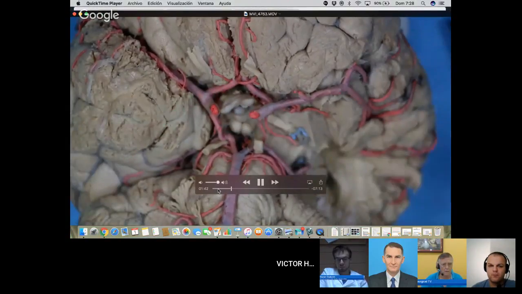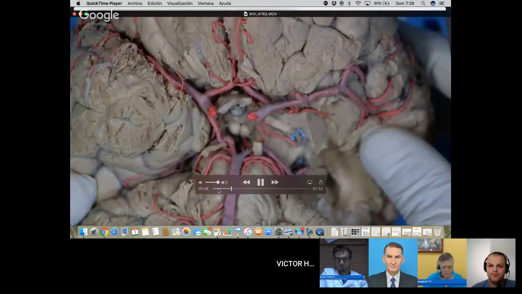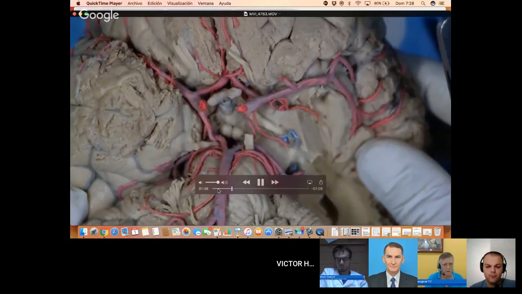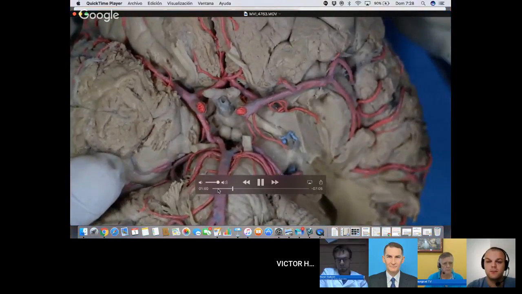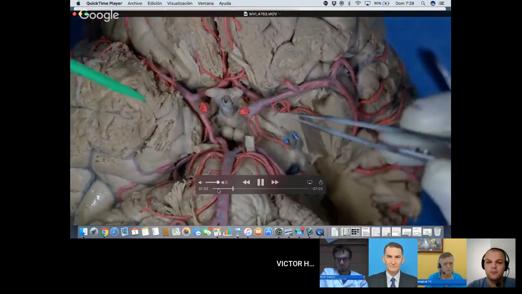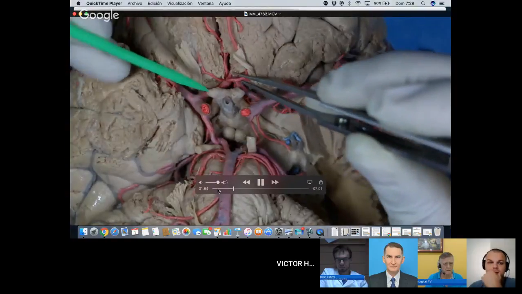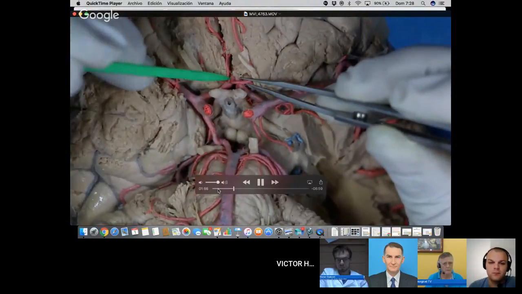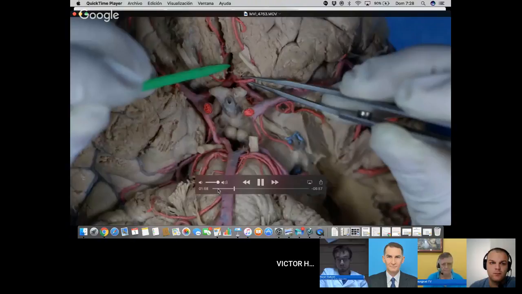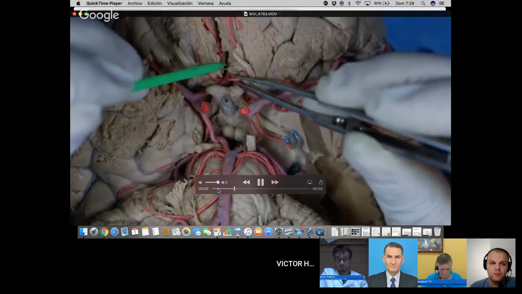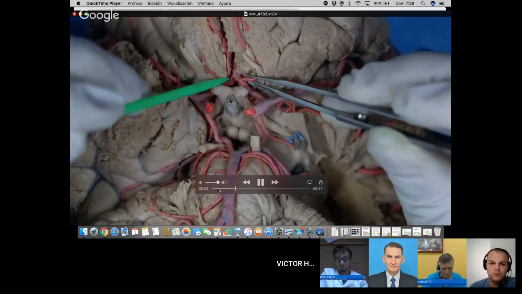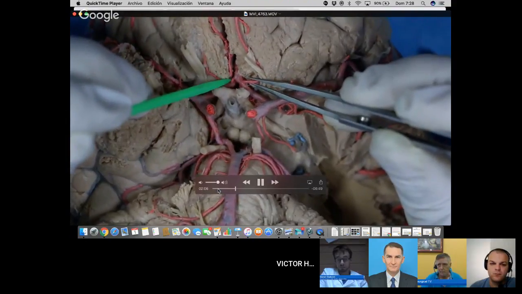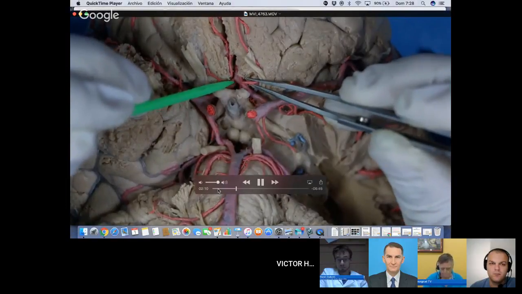Anterior cerebral artery. This is the anterior communicating artery. That small artery is the anterior communicating artery.